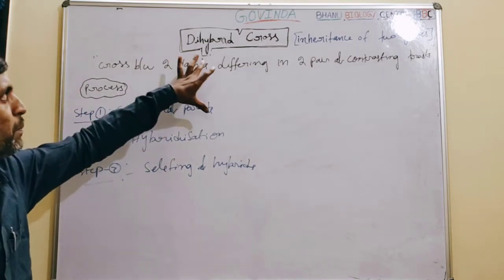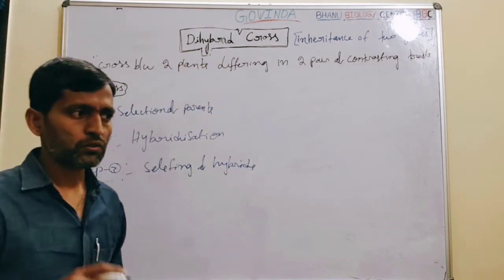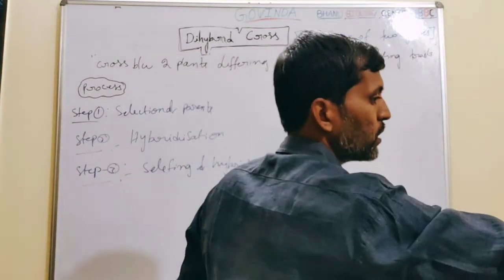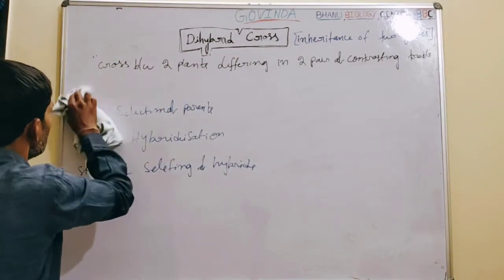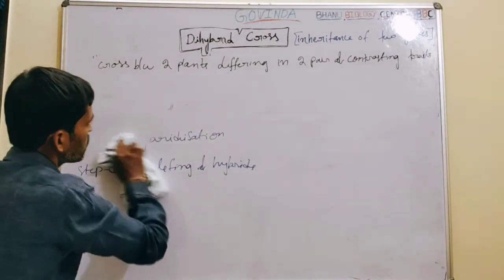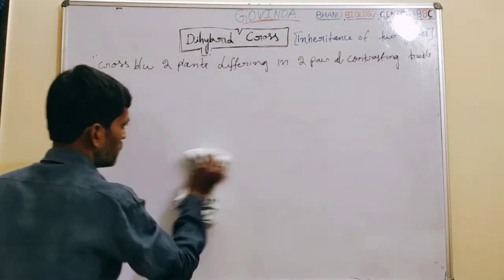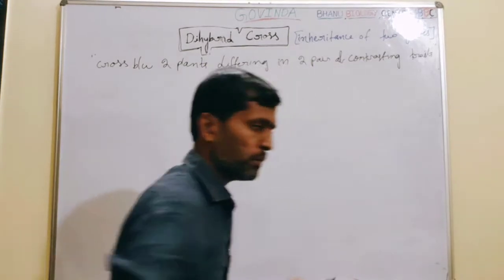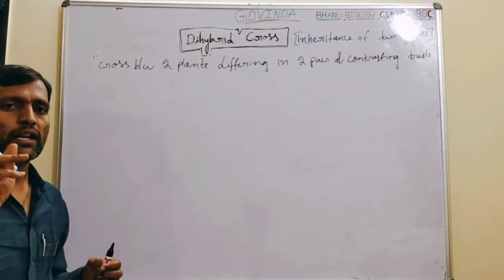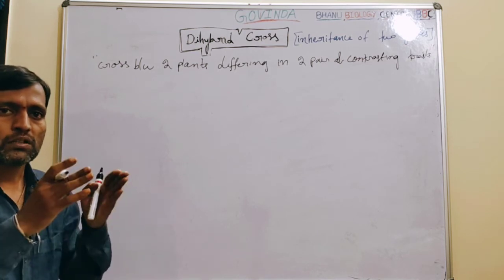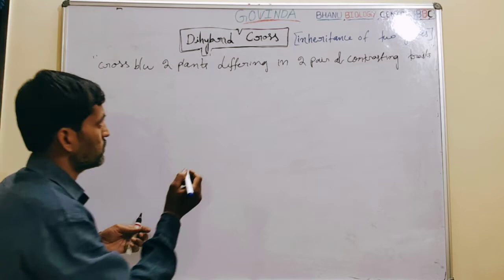Mendel used the same process for the dihybrid cross also. So let us get into the main aspect of the dihybrid cross. It is better to go through the diagrammatic representation, then it is very easy. But before that, I would like to tell you what the two characters selected by Mendel are, and what the contrasting traits of each character are.